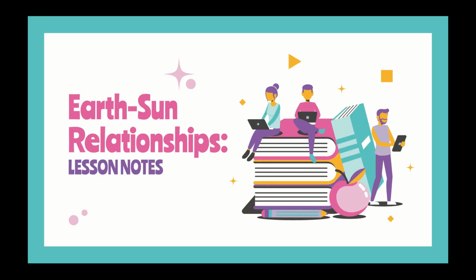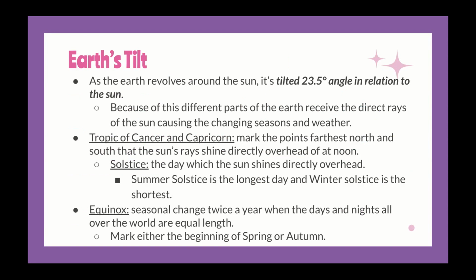Okay, today we're going to talk about Earth-Sun relationships. First, we're going to discuss the Earth's tilt. As the Earth revolves around the Sun, it's tilted 23.5 degrees at an angle in relation to the Sun itself. Because different parts of the Earth receive the direct rays of the Sun at different times of the day and different times of the year, it causes the change in seasons and in our weather.